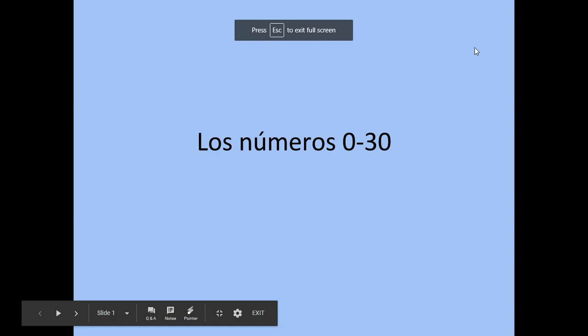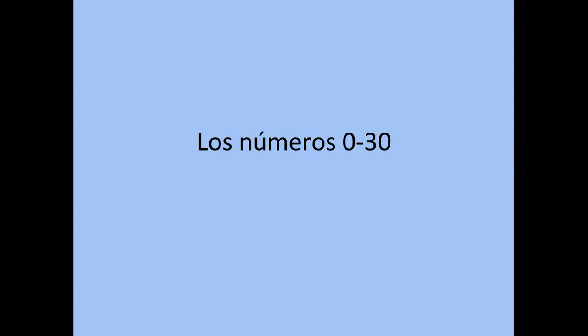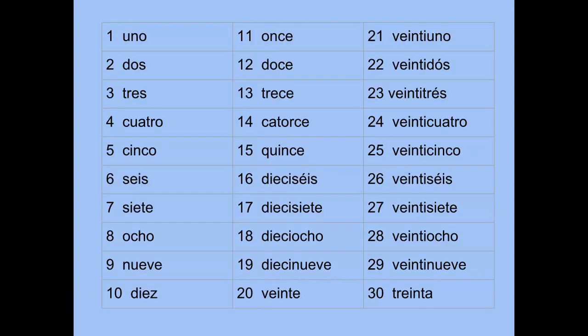Okay, everybody, today's mini lesson is on los números 0 a 30, the numbers 0 to 30. If you look at the left column, we're going to see the numbers in the single digits up to 10. The middle column is our teens up to 20, and the right column is our 20s up to 30. The reason I divide it up this way is so you can see some patterns starting to emerge.